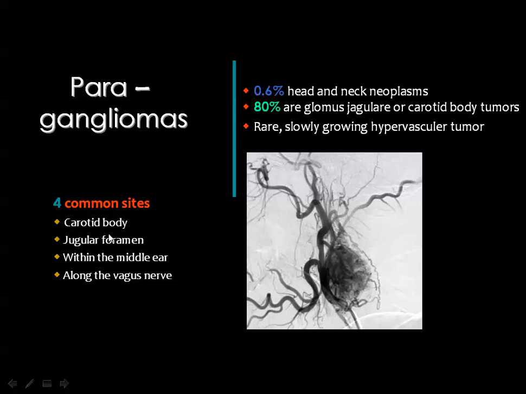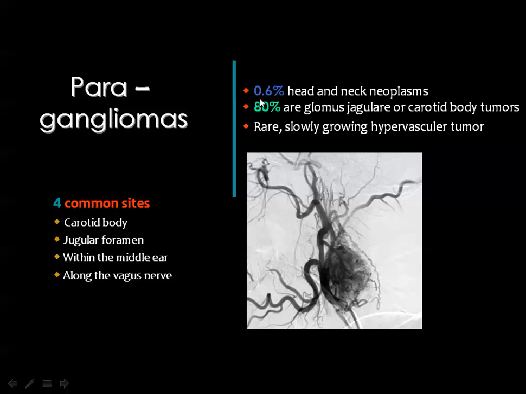chemodectomas: the carotid body between the bifurcation of the internal and common carotid artery, the jugular foramen, the glomus jugulare, or inside the middle ear, which is the glomus tympanicum, and along the vagus nerve, and this is known as glomus vagale.